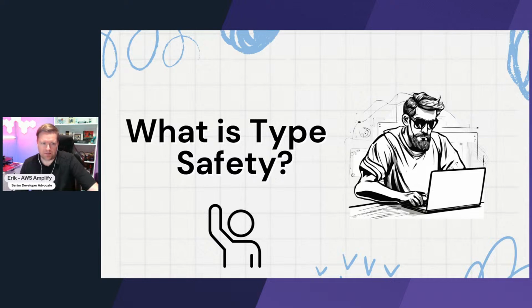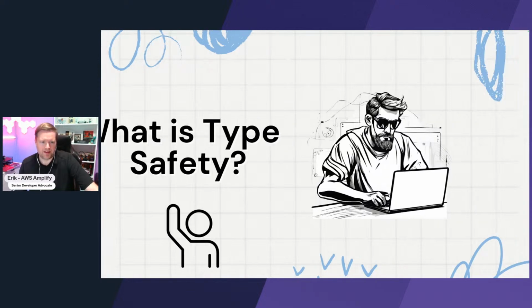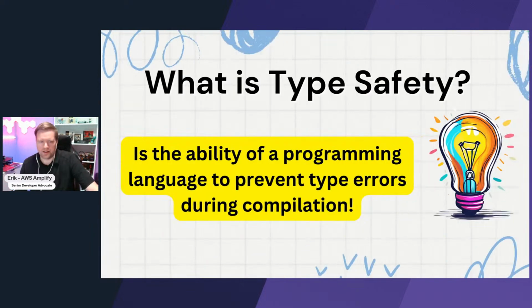What is type safety? Normally, if I was in a live audience, I would have you raise your hands to answer it. But since we're on a live stream here, you'll have to answer yourself or in the chat room. But I'll give you a definition. Type safety is the ability of a programming language to prevent type errors during compilation. And you're probably thinking, well, what is a type error during compilation?